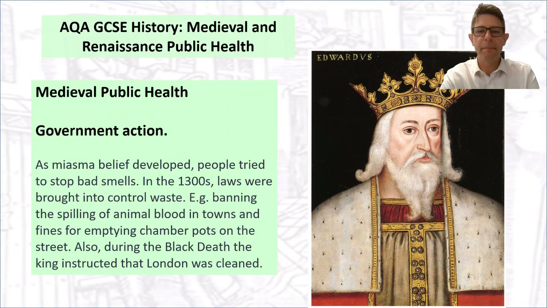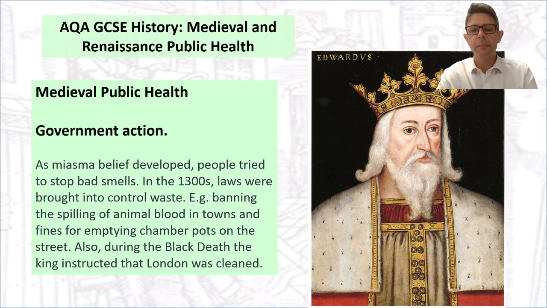Okay, so let's firstly talk about medieval public health. And obviously, one of the key things about public health should be government action. So there was some government action in the medieval time. You could talk about this factor with the introduction of some laws about miasma. So in the 1300s, laws were brought in to control waste. So the banning of spilling of animal blood in towns and fines about emptying chamber pots in the streets.